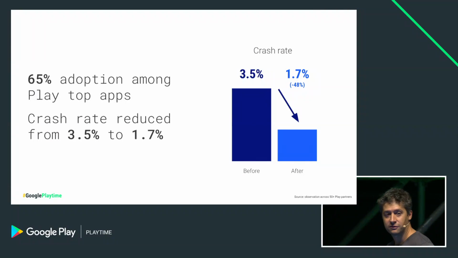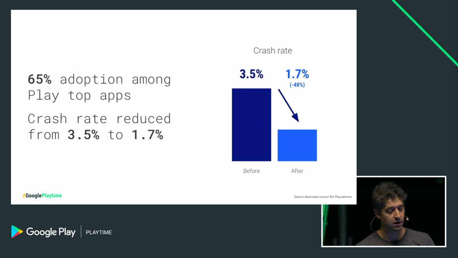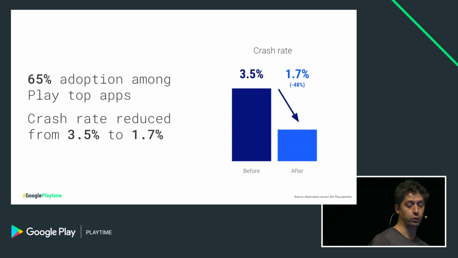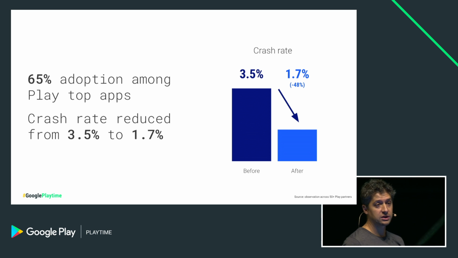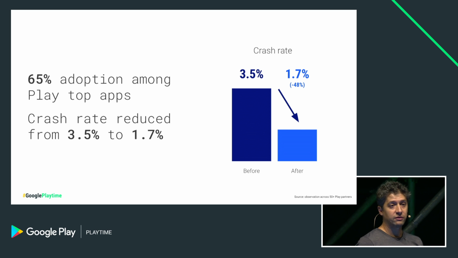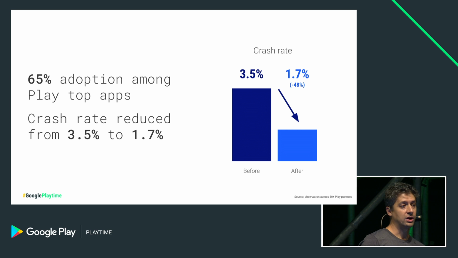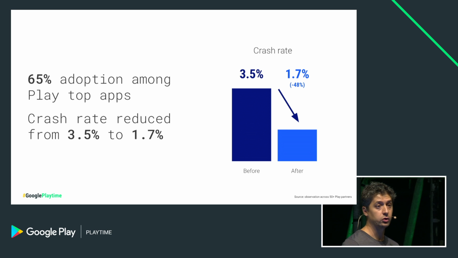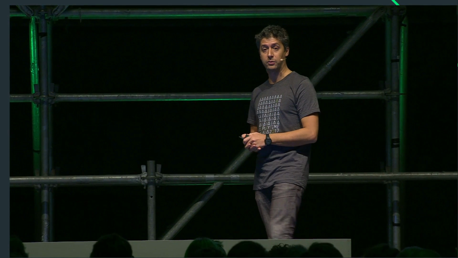We've seen massive momentum since we launched at Google I/O. Over 65% of Play top apps are engaging with Android Vitals regularly, over 60,000 app developers worldwide. And by working closely with over 50 partners, some of you in the audience as well, we observed that they were able, on average, to reduce their crash rate from 3.5% down to 1.7%, which is massive. And this means that since Google I/O, over 1.5 billion installations were delivered to users, leading them to apps that are better and less crashy.